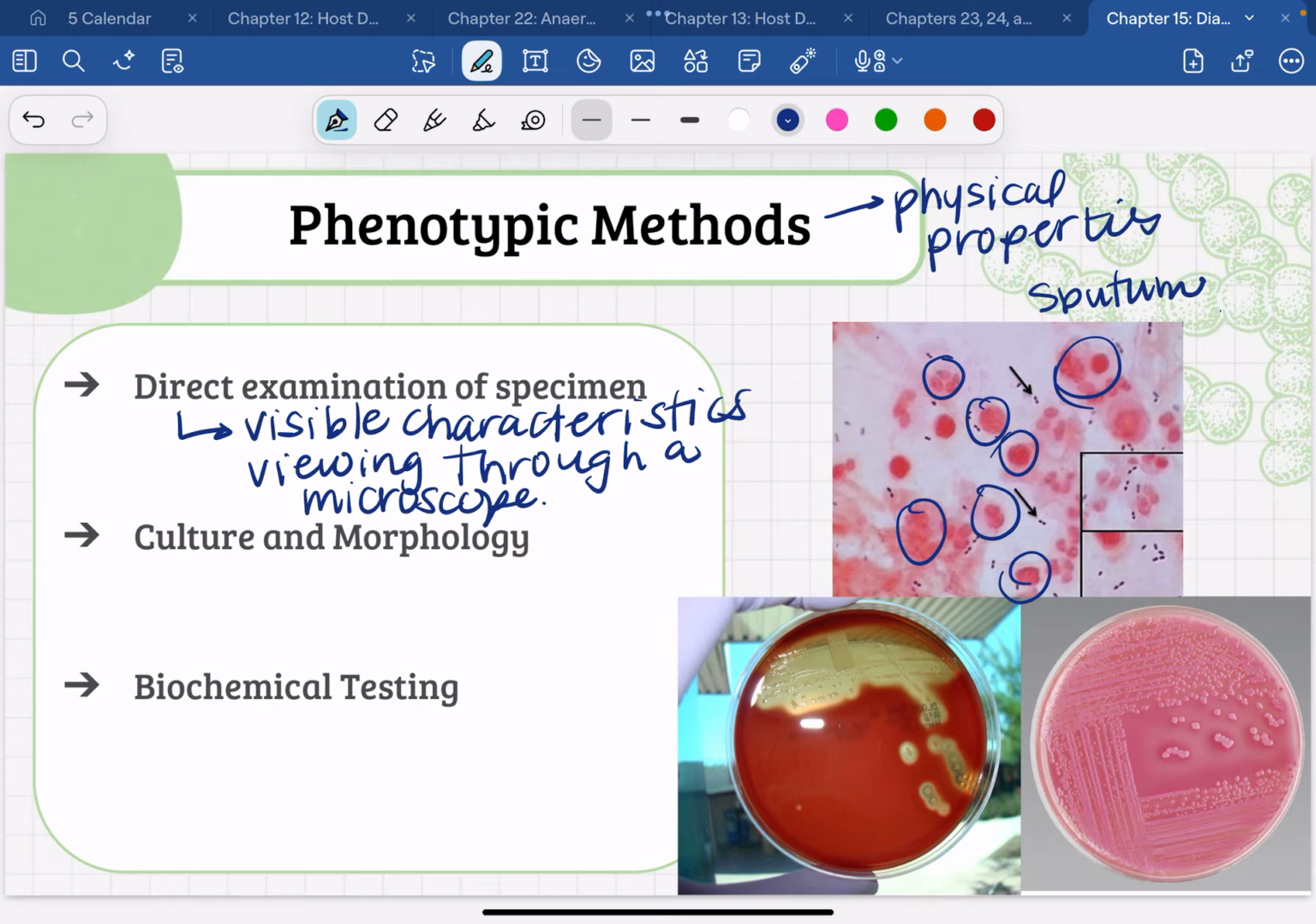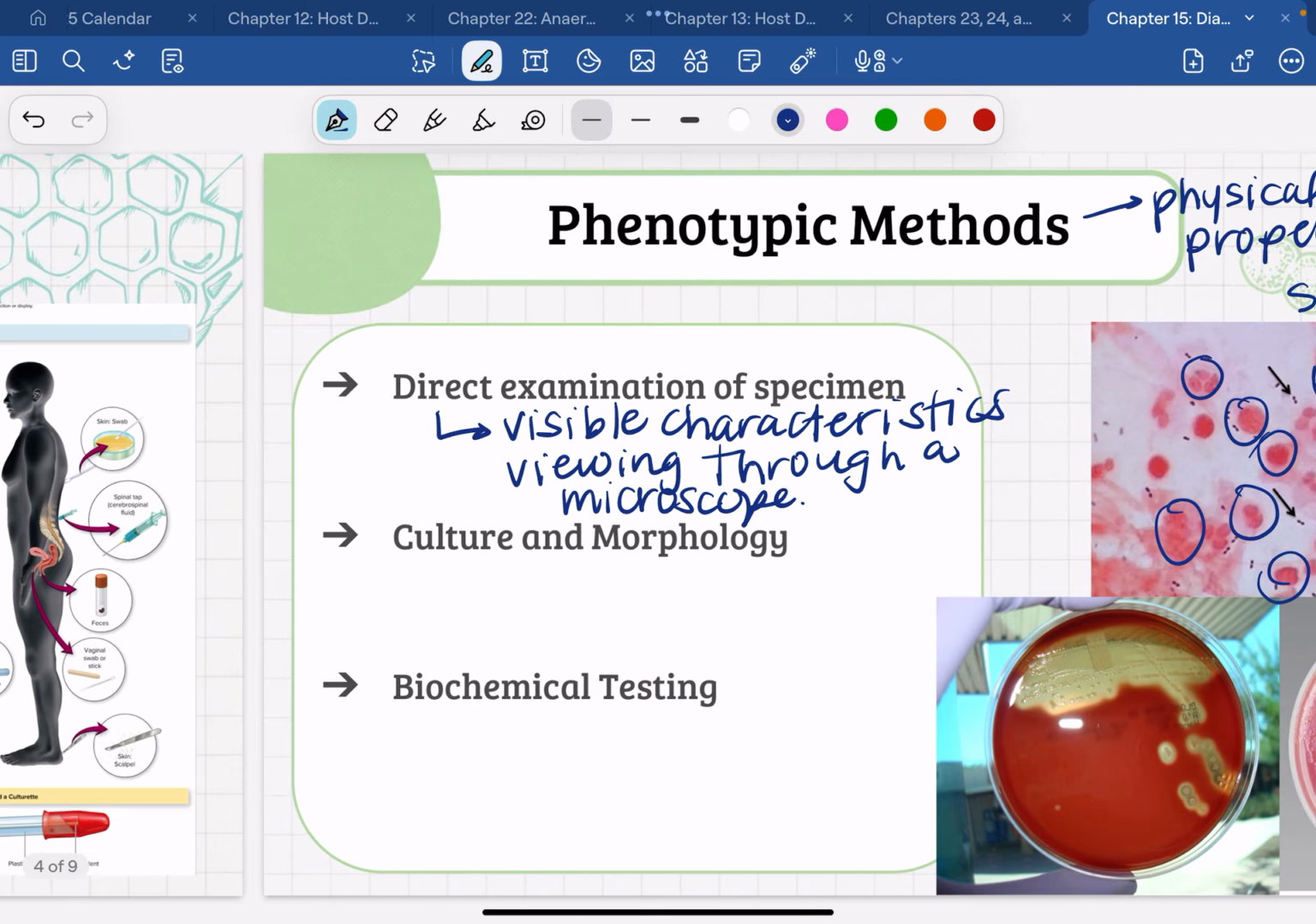But this is how we tell certain things about an organism. I know that this organism is capable of breaking down red blood cells in a blood agar. I know that this organism is a gram-negative rod and can ferment lactose, just based on the fact that it is pink on this plate. Okay, so there's a lot of things that you can tell based on certain types of media.